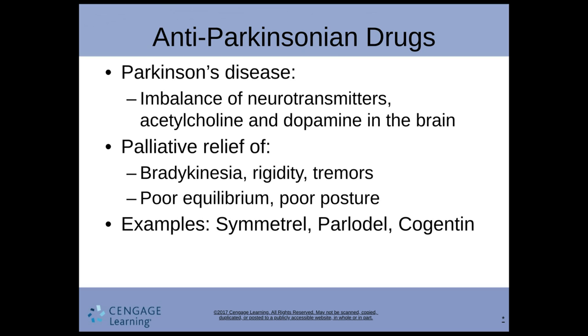And then we have Parkinsonian drugs. So Parkinson's disease is an imbalance of the neurotransmitters acetylcholine and dopamine in the brain. So palliative relief is what we're trying to do, to treat the symptoms of it. So bradykinesia, that's slow movement, rigidity, tremors, poor equilibrium or poor balance, and then poor posture. So examples that might be given are things like Symmetrel, Parlodel, and Cogentin.